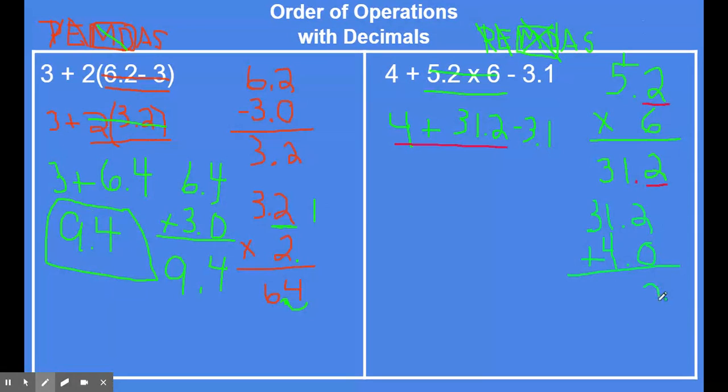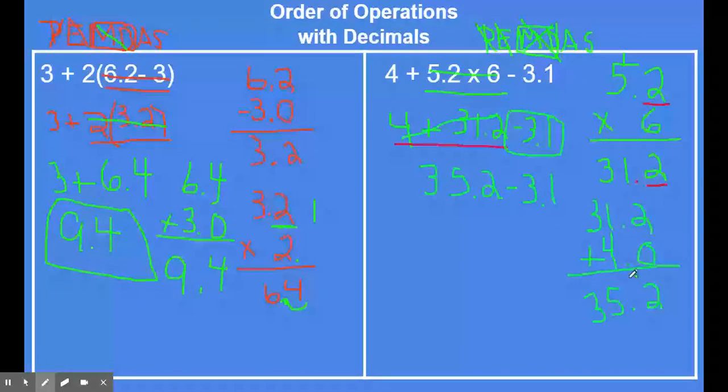2 plus 0 is 2. Bring my decimal straight down. 4 plus 1 is 5. And then 3 plus nothing is 3. So now I go over here and I have 35.2, or 35 2/10. And then I'm done with this part. And now I need to make sure I don't forget this last step. Minus 3.1.